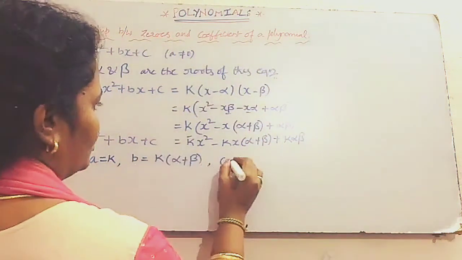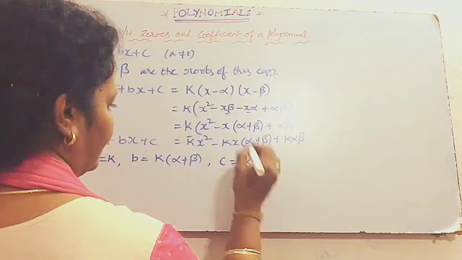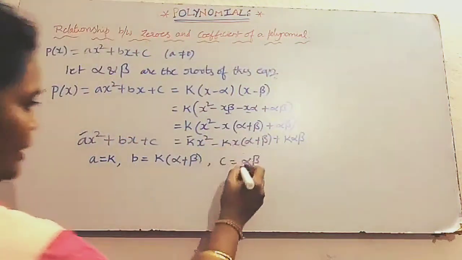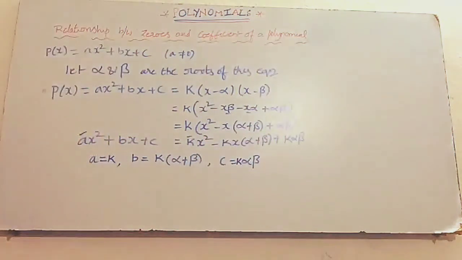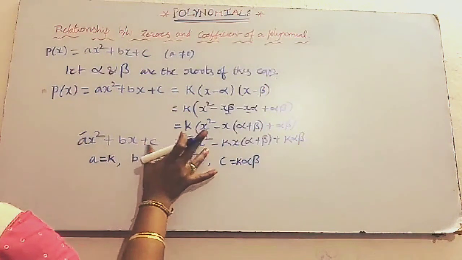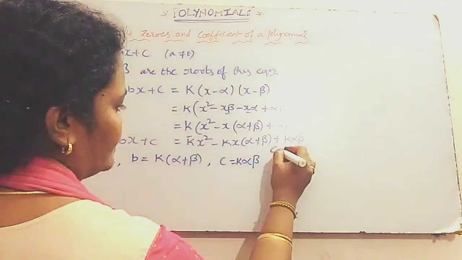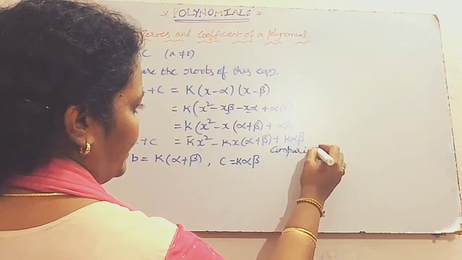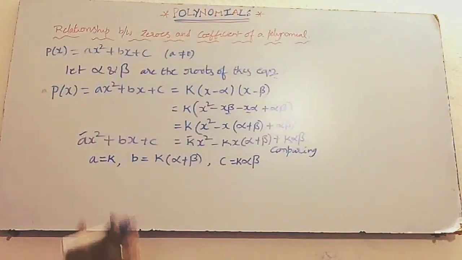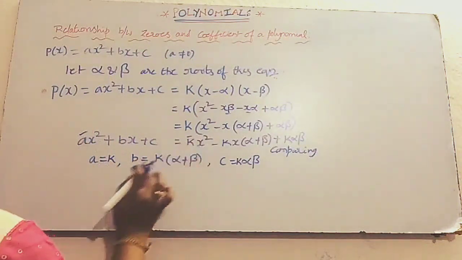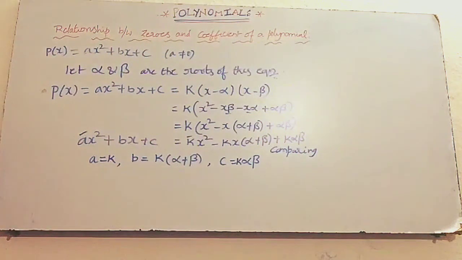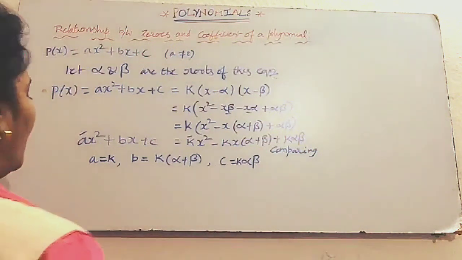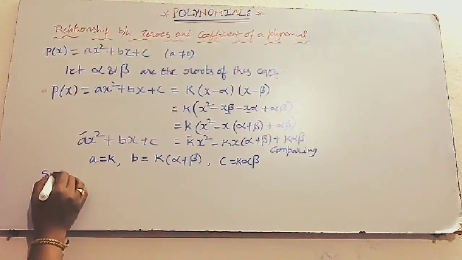And c equal to alpha beta. C equal to k into alpha beta. So comparing both these two equations, we will get a equal to k and b equal to k into alpha plus beta, c equal to k into alpha beta. Now sum of roots.